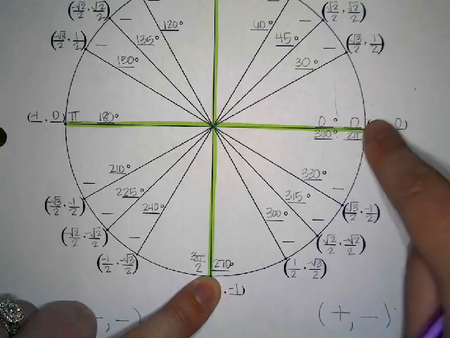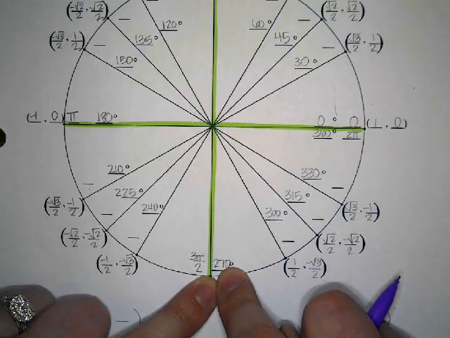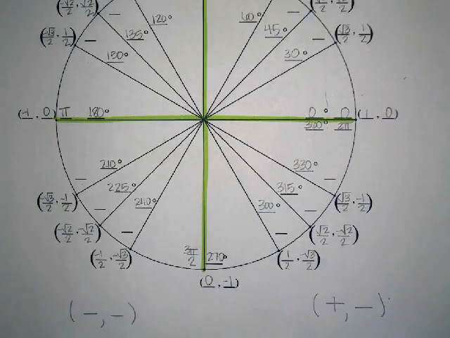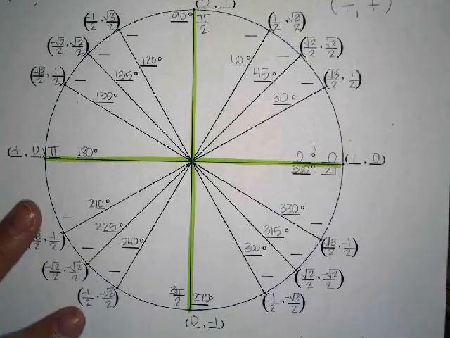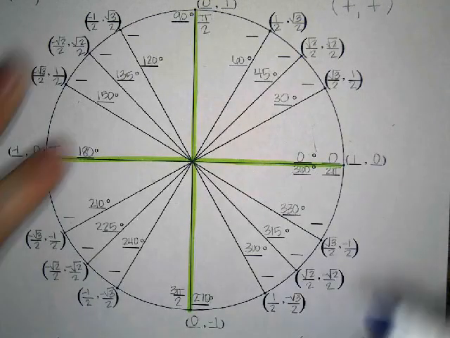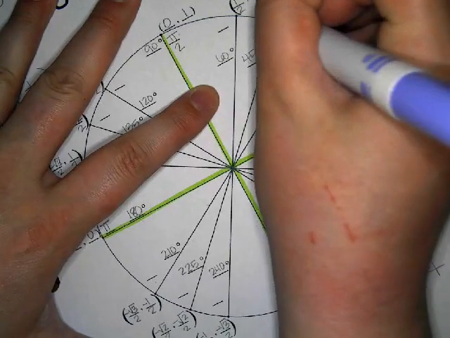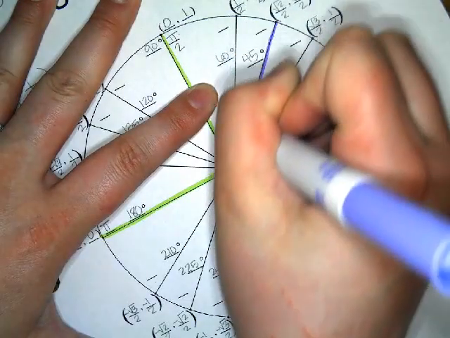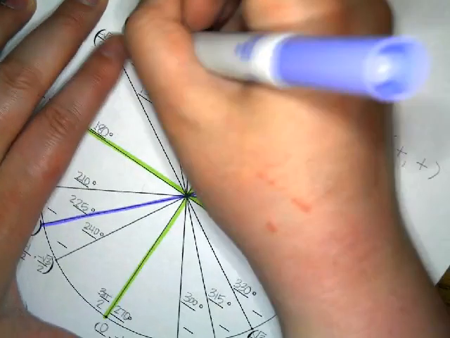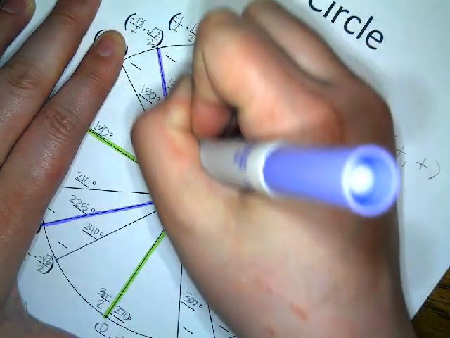Okay. We're going to grab another color. And for this color, we're going to do those 45 degree angles right in the middle. Oop, my line was not very straight. Pretend that my line's perfect. Okay.